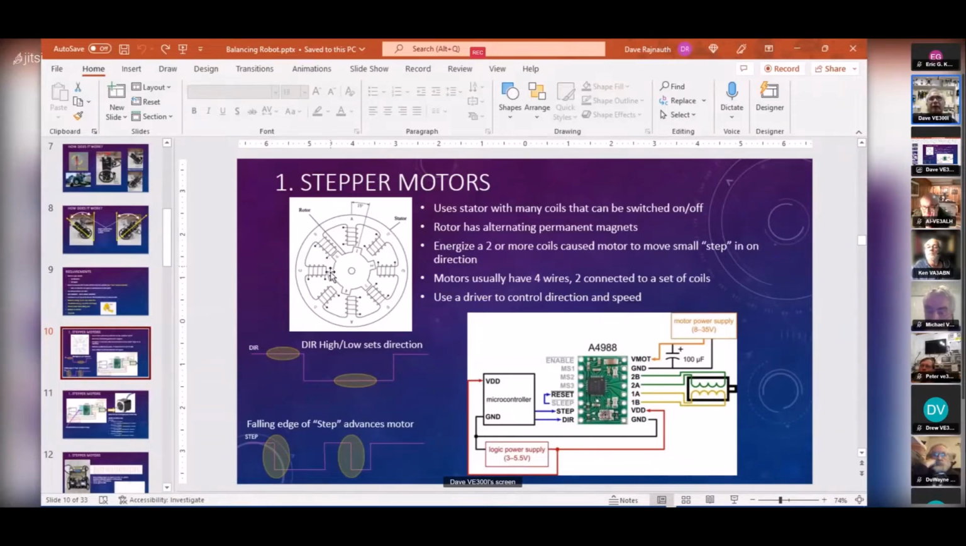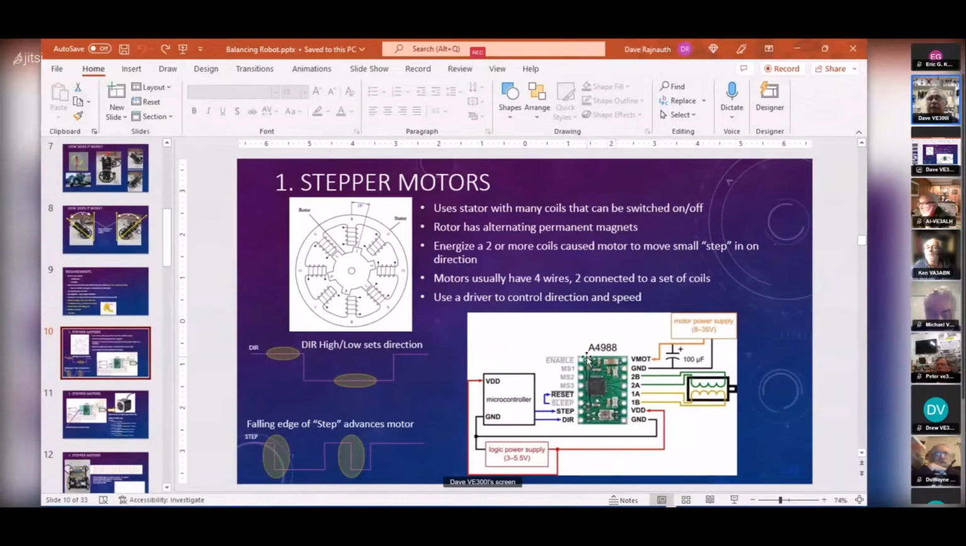They have a permanent magnet in the middle, and they're brushless. That's why they've got a permanent magnet in the middle, and coils on the outside, so there are no brushes. By energizing two or more of these coils, you can make the rotor turn a small amount, a step. You make it step a little bit, turn a little bit. And by changing which coils you energize, you can make the step bigger or smaller, and enter in a driver.